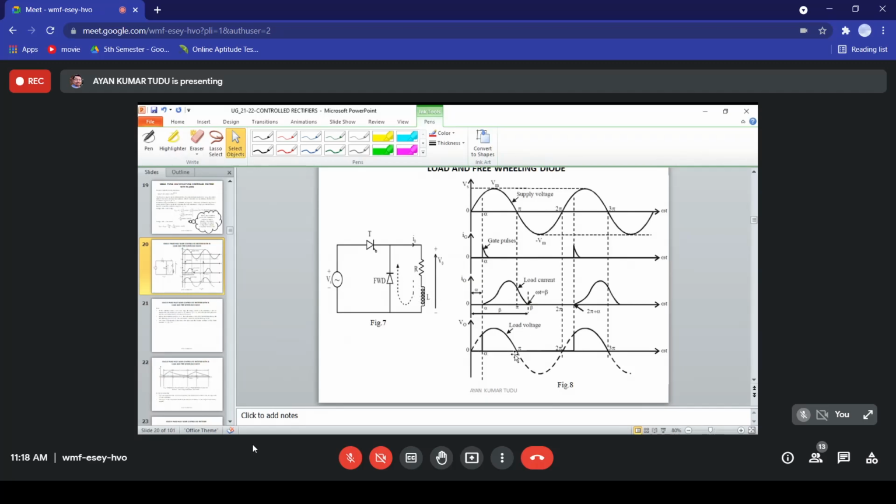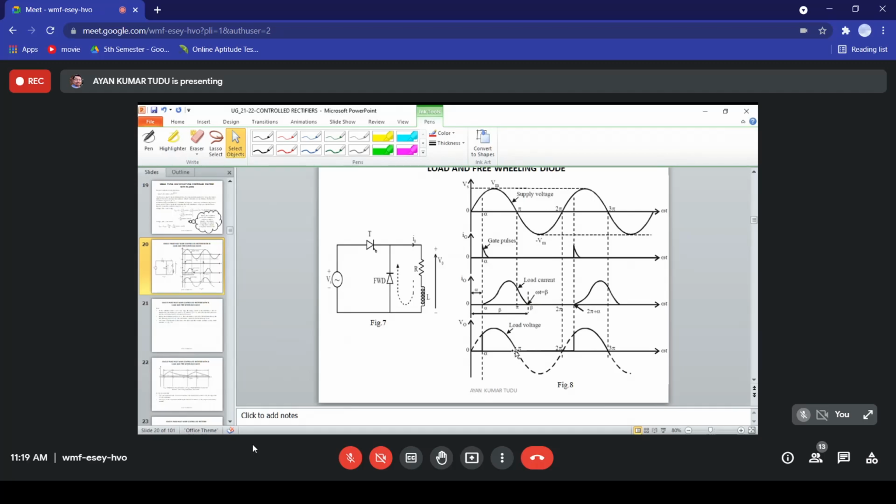Okay, so as you can see here, when the supply voltage starts going negative, the load voltage is shorted by this freewheeling diode, and that's why the load voltage is almost zero. We are assuming it is almost zero, but it may not be exactly zero if the forward voltage drop across the freewheeling diode is considered. If the forward voltage drop across the conducting freewheeling diode is neglected, then we can say that the load voltage is almost zero.